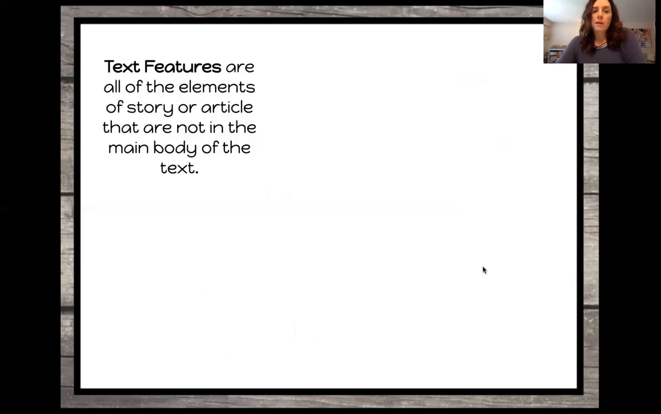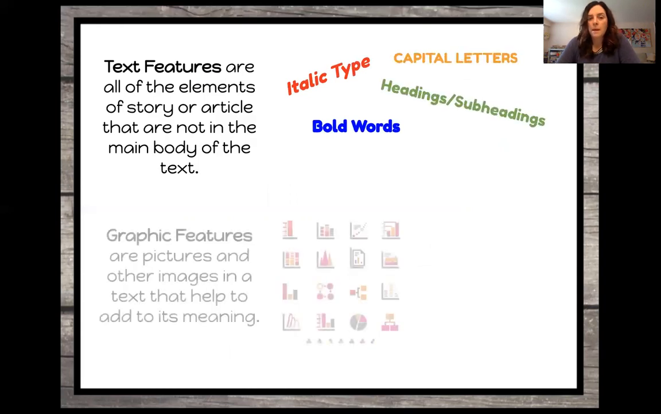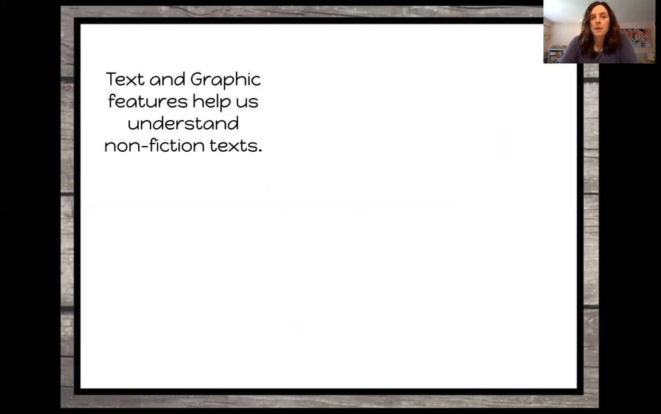Text features are all of the elements of a story or article that are not in the main body of the text. These are things like italic type, bold words, capital letters, and headings or subheadings. And then we have graphic features. Graphic features are pictures and other images in a text that help the reader and add to the meaning. These are things like diagrams, maps, charts, and illustrations.